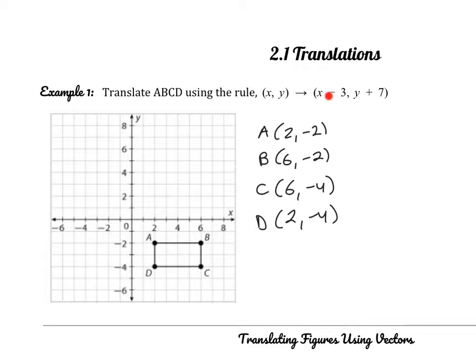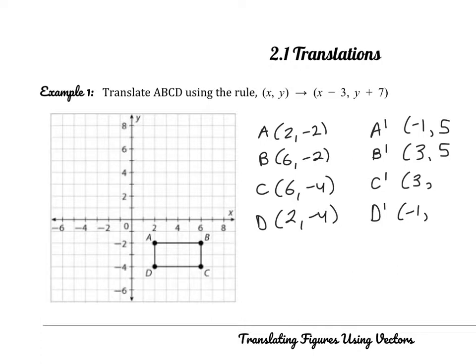And we essentially go in and subtract 3 from all of our x values. So A prime, B prime, C prime, D prime. So I subtract 3 from all of my x values, so -1, 3, 3, -1. And then I'm going to add 7 to all of my y values. So we have 5, 5, then 3 and 3. And then I'm going to take a moment and plot these new coordinates, the coordinates of our figure, on the graph.